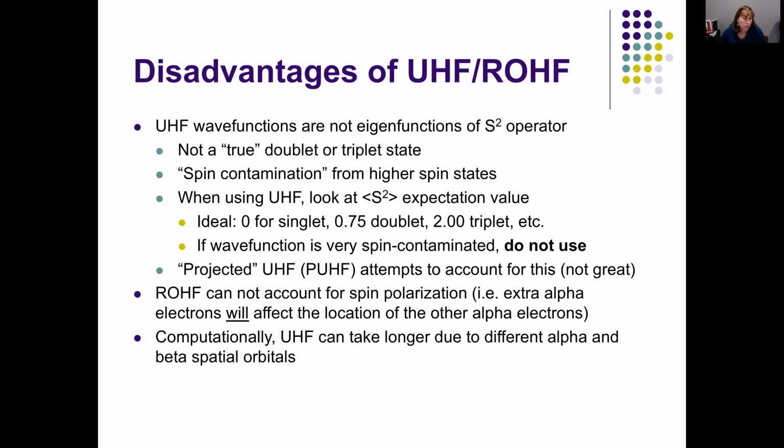Just a point is that UHF can actually take a little bit longer to calculate because we do have different alpha and beta orbitals. The coefficients are different for alpha and beta. It does change a little bit the routines when we're solving the SCF equations. We've got a few more integrals, more equations to solve. But still, it's a factor of usually 3 to 4.